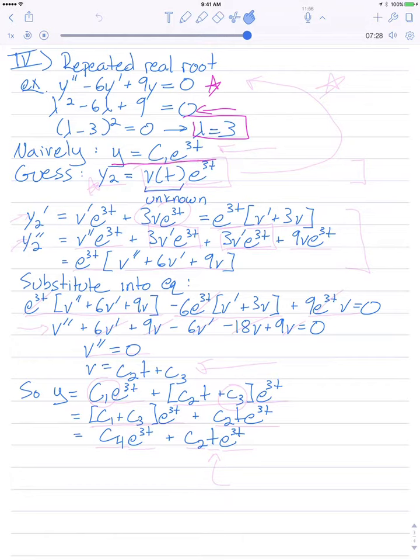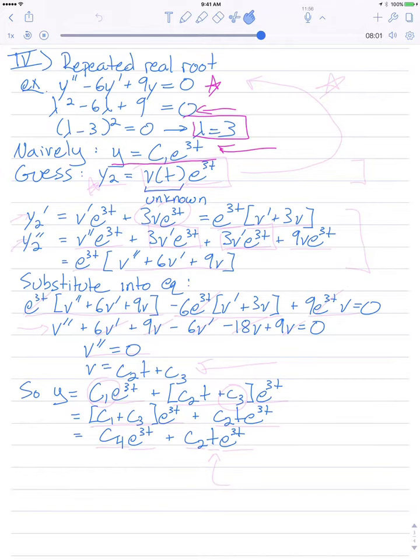However, this is a second-order differential equation. So to form a fundamental set of solutions, we need two linearly independent solutions. We only got one from solving the characteristic equation. So again, we're going to make a guess, and what we're going to do is show that the guess produces a solution. It will be evident that the solution is linearly independent from the one we've written down here. And since there's two solutions and they're linearly independent, we will have a fundamental set.